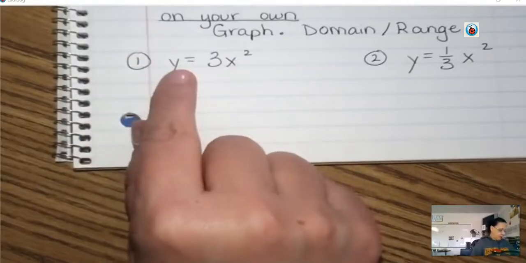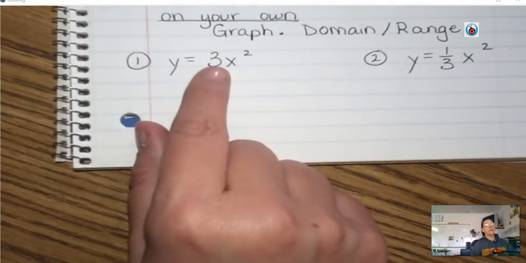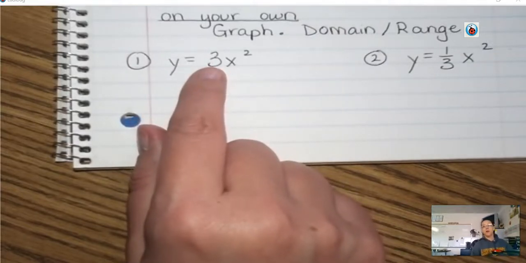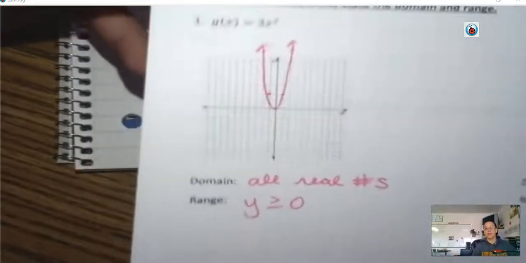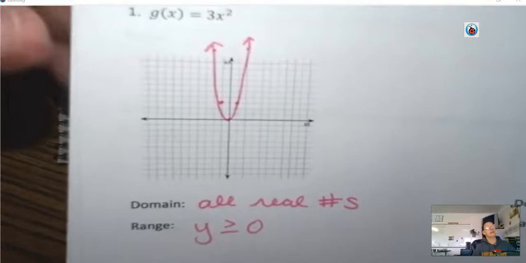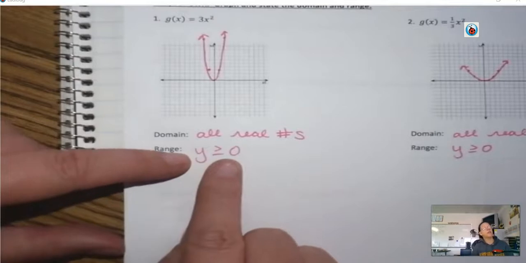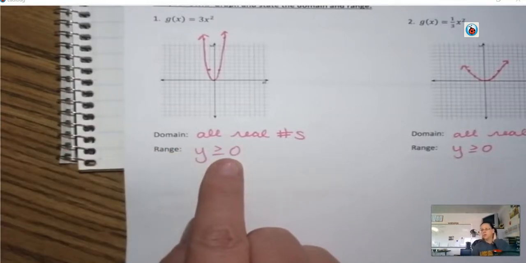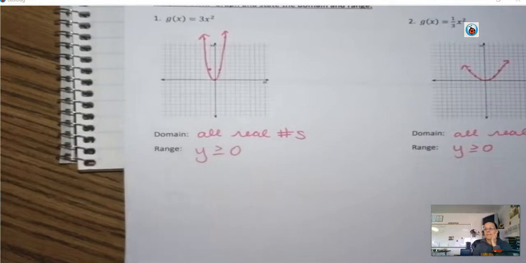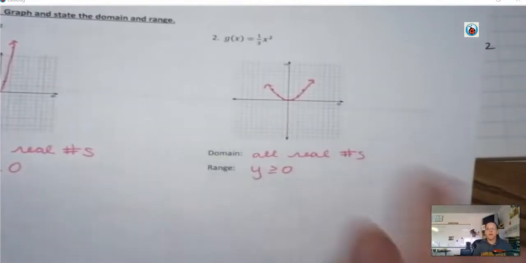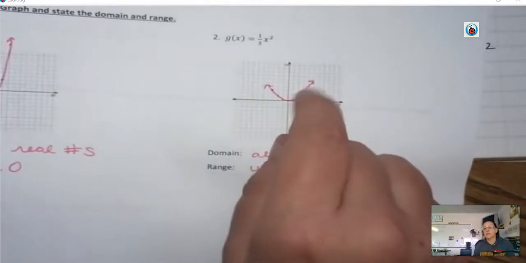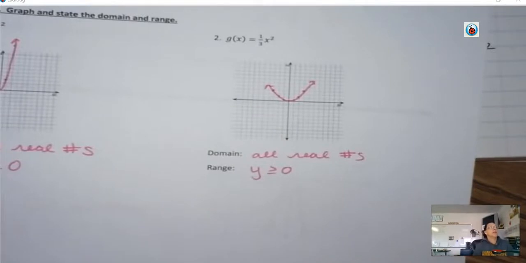Okay, so for the y equals 3x squared, 3 is positive, so the graph's going to open up, and 3 is greater than 1, so it should be a stretch. So your graph should look something like this. The domain is all real numbers, and your range could either be y is greater than or equal to 0, or you could have it's from 0 to infinity. Questions on that one? And then the second one, this graph was fatter. It's a compression. Domain is all real numbers, and the range is y is greater than or equal to 0, or 0 to infinity.